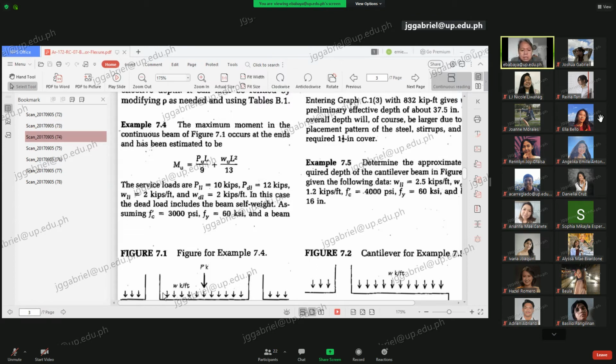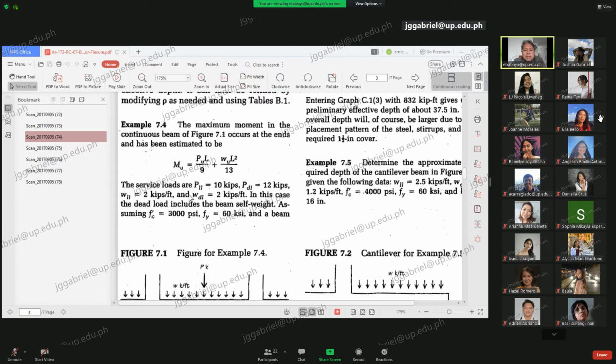Now, it is also acted on by a distributed load, W, in kip per foot. The subscript LL stands for live load, and WDL, DL means dead load. Having known this, you know already which one to multiply by 1.4 and which ones to multiply by 1.7. It says, in this case, the dead load includes the beam self-weight.